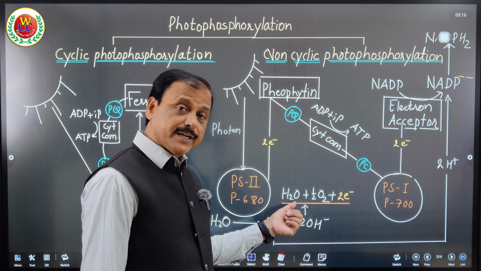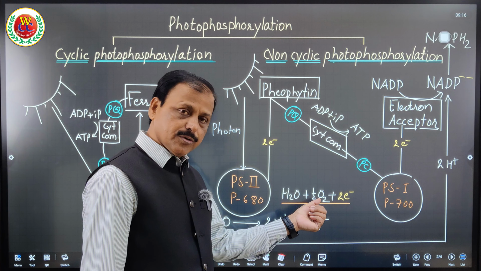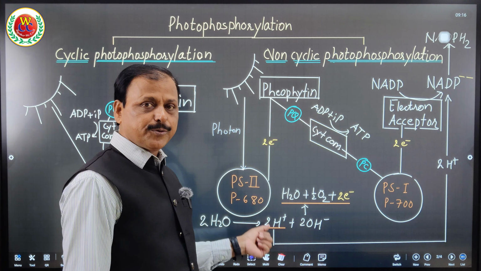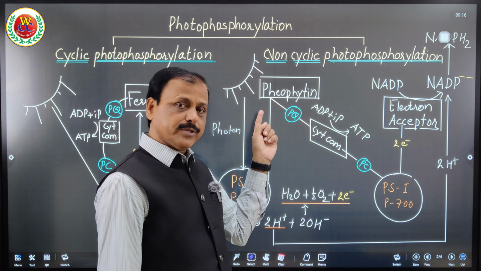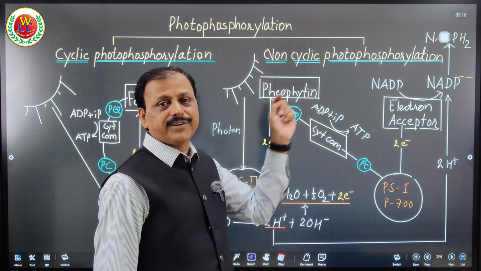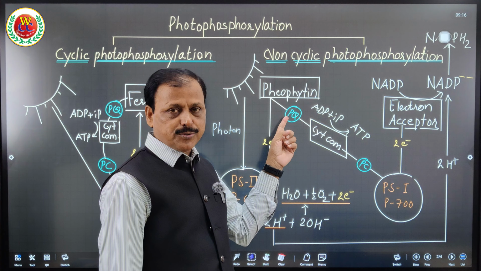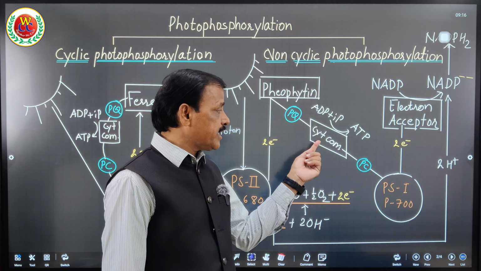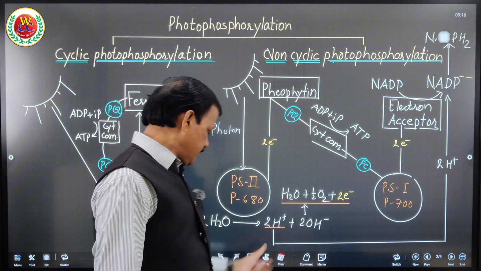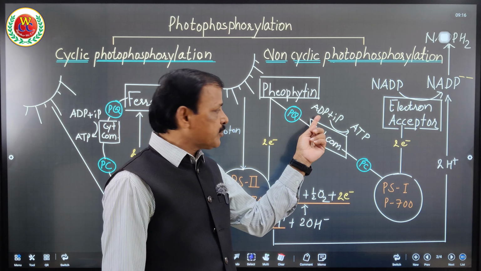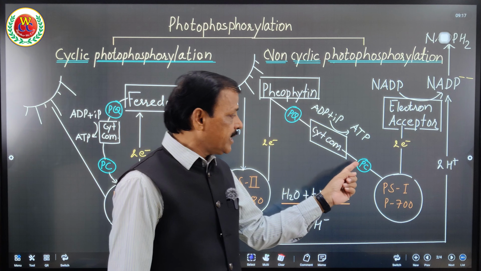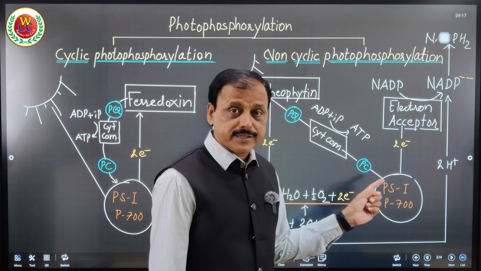Further, this hydroxyl breaks into H2O with 1 molecule of O2 and 2 electrons. Now these 2 electrons after photolysis are transferred to the higher energy level, where the first electron acceptor in non-cyclic photophosphorylation is PQ. From there it is transferred to plastoquinone and plastoquinone to plastocyanin through the cytochrome b6f complex. So here the energy from the electron is used to produce ATP molecules. Inorganic phosphate combines with ADP to form ATP, and finally that electron goes to PS1 but does not come back to the PS2.